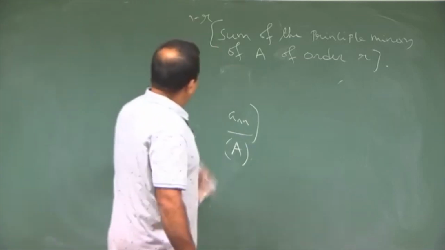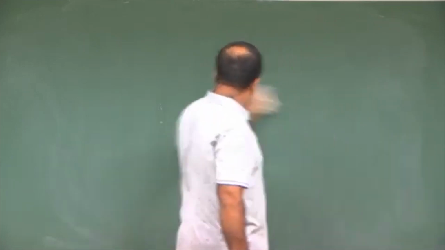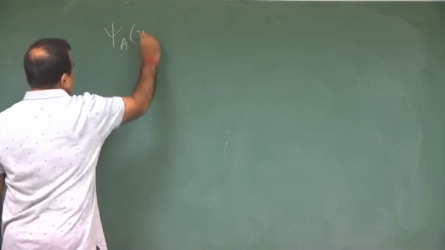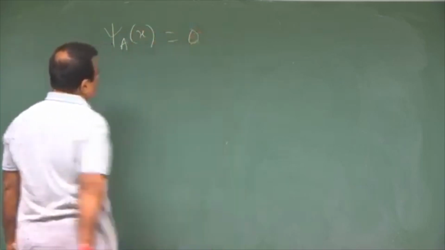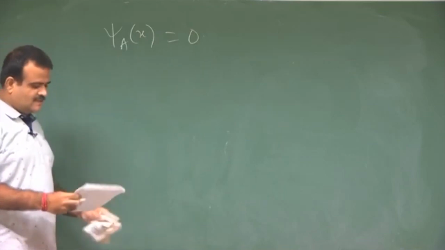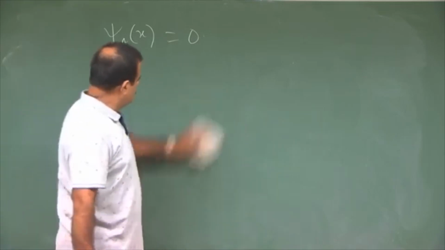Now, if you make the characteristic polynomial equal to 0, that is called the characteristic equation. So phi A of x equals 0 is called the characteristic equation. We will take an example of how we get this characteristic equation. This is an n degree polynomial equation.